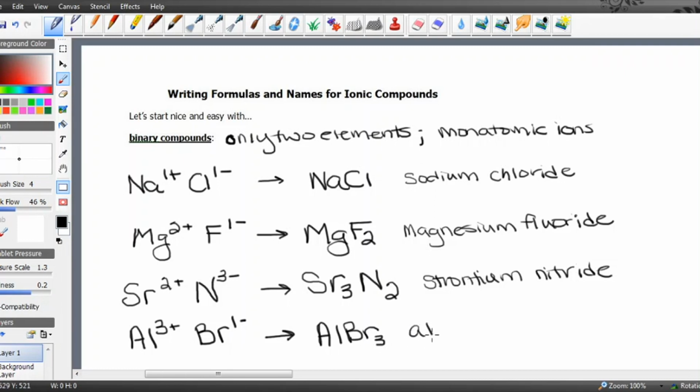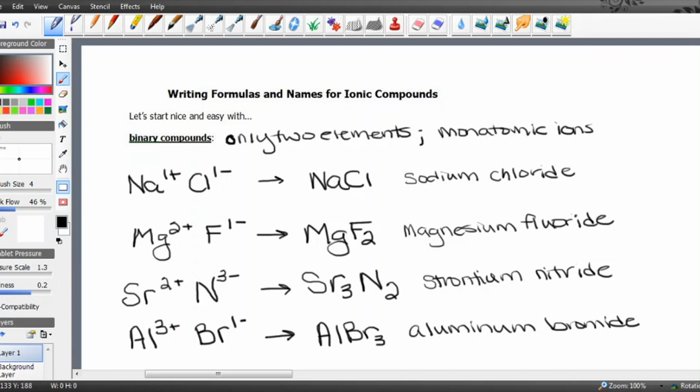And the name, aluminum bromide. Oh, look, my handwriting's getting a little better. Okay, so this is how we write names and formulas for ionic compounds. All right, let's get a little bit more complicated.